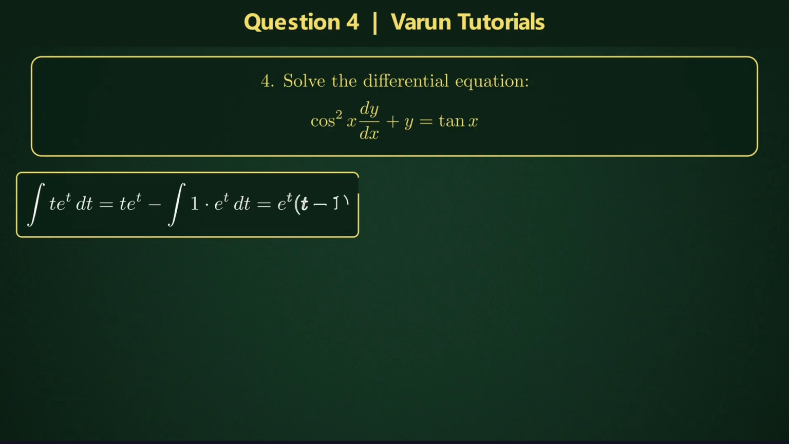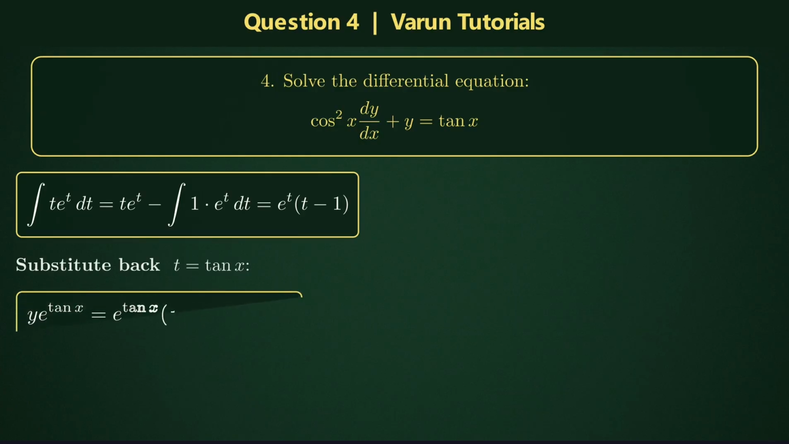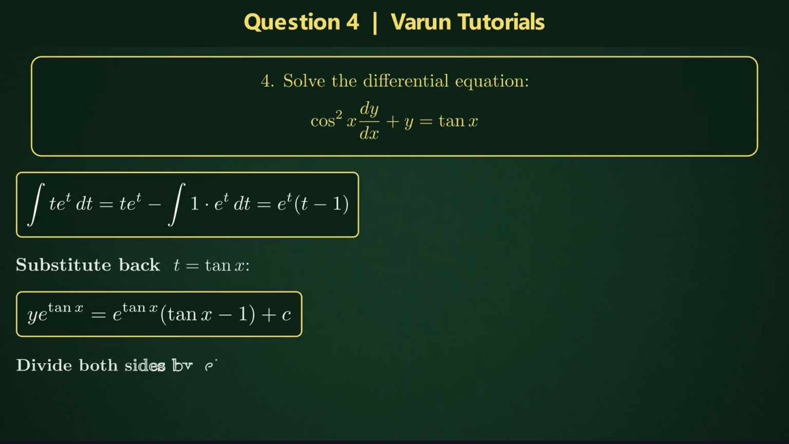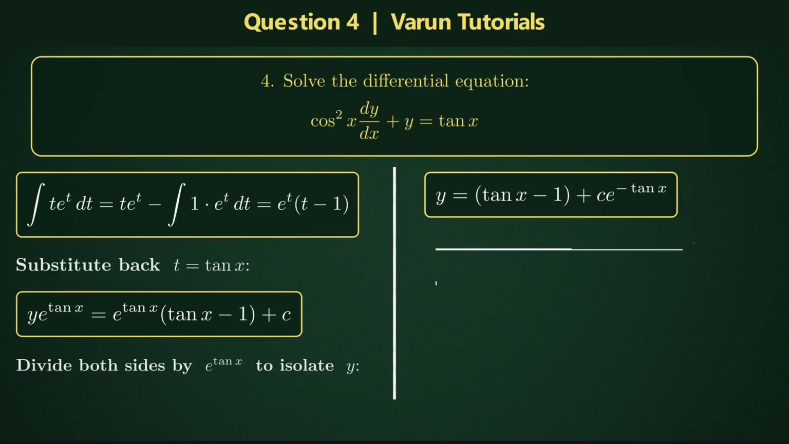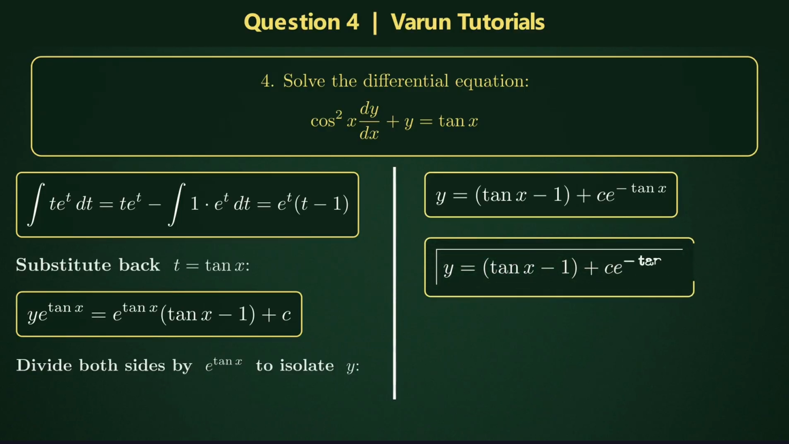This simplifies to e to the t, times the quantity t minus 1. We substitute back t equals tangent of x into our equation. This gives y times e to the tangent of x equals e to the tangent of x times the quantity tangent of x minus 1 plus c. To solve for y, we divide both sides of the equation by e to the tangent of x. This yields our required general solution, y equals tangent of x minus 1 plus c times e to the minus tangent of x. Here is the final general solution highlighted in the box.